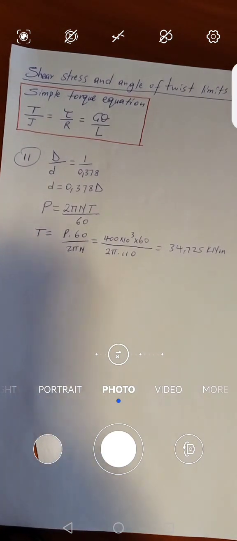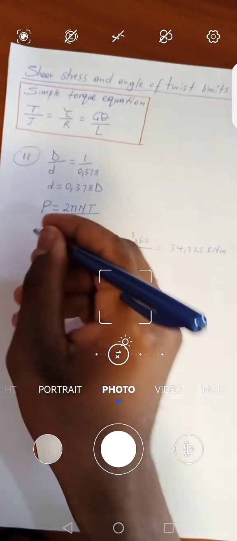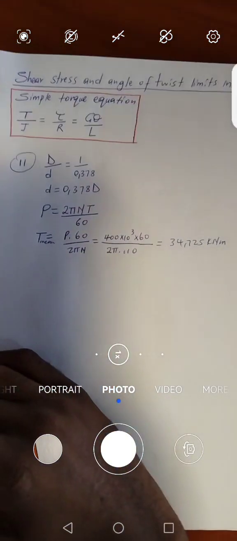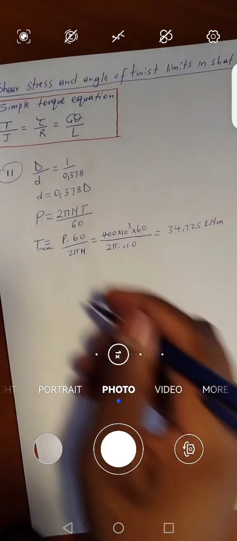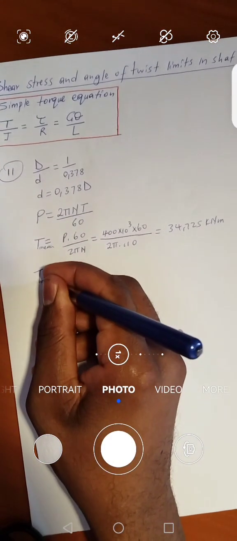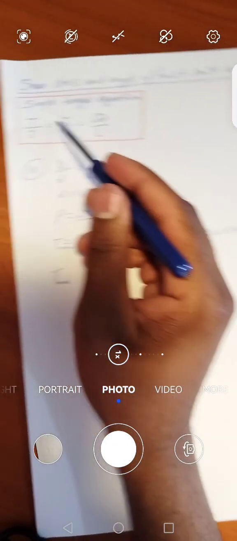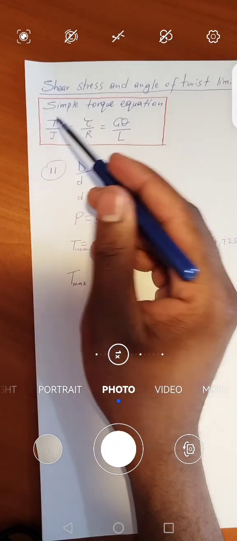Right, that will be the torque, the mean torque. So this is the mean torque. I spoke about it in the first lesson. So now we have to find the maximum torque. The torque that you must use here must always be the maximum torque.